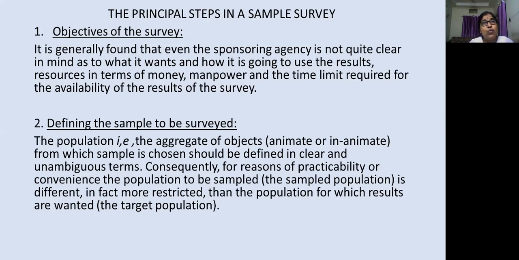And for a youth exchange program, whom do I have to send? The objectives are very different. According to the objective, we should clearly mention what our objective is. It is generally found that even the sponsoring agency is not quite clear in its mind as to what it wants and how it is going to use the results, and the resources in terms of money, manpower, and time limit required, the availability of the results of the survey.